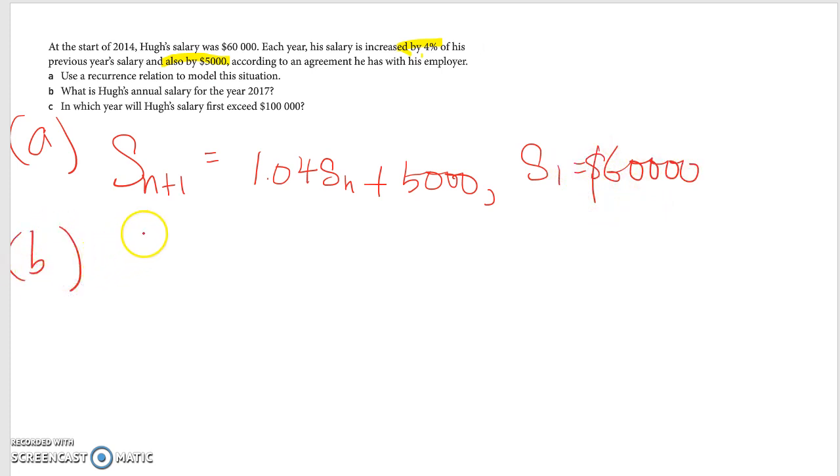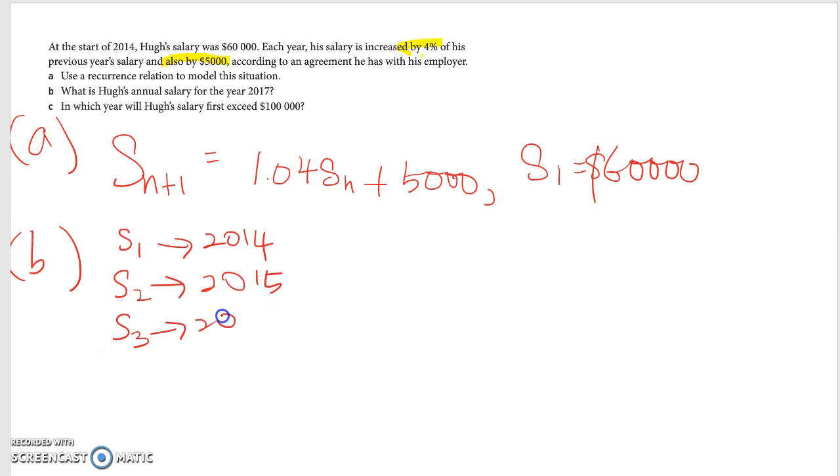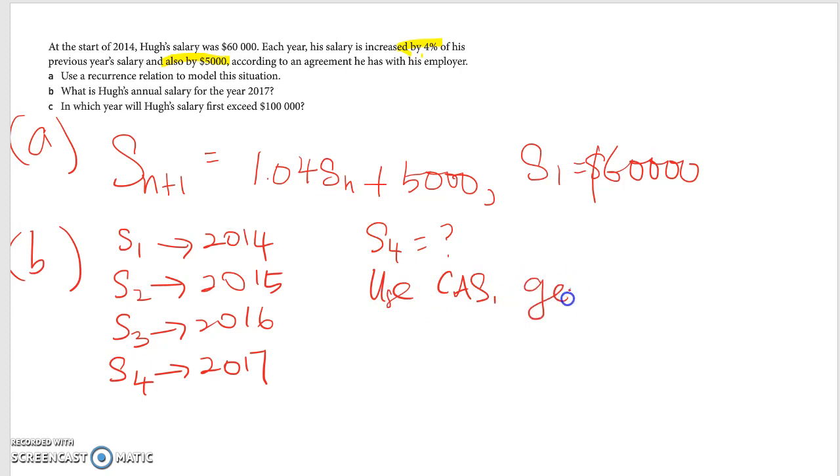Okay, so that's part A. B. What is Hugh's annual salary for the year 2017? Now we start with S1. S1 here is for the year 2014. So logically speaking, we can then count that 2015 will be S2, S3 is 2016, and finally S4, that would be 2017. So we're going to use this Sn plus 1. Sorry, we're going to use the entire recurrence relationship to figure out what is S4. Now, since we have the recurrence relationship, we can just use CAS and generate a sequence.